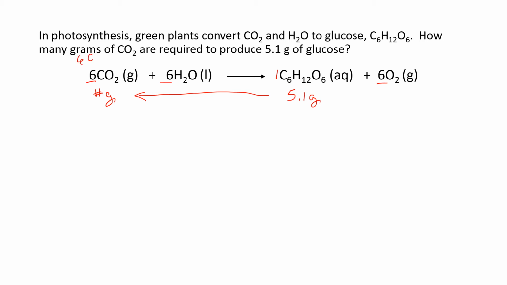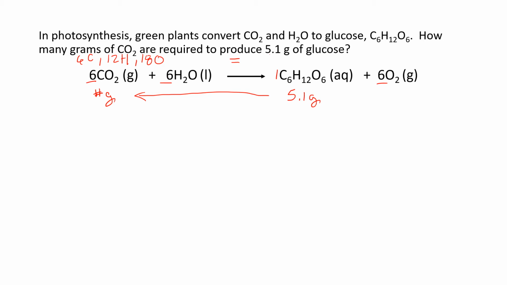So we have 6 carbons here. We have 12 hydrogens here. 6 times 2 is 12. And then we have 6 times 2 is 12 oxygens here. 6 times 1 is 6. So 6 plus 12 is 18. So we have 18 oxygens on this side. Again, think of this arrow as an equal sign because I have to have the same number of atoms on both sides of the chemical equation.